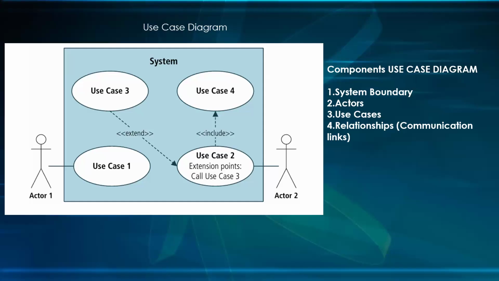So just understand this. There are 4 components of a use case diagram. The system boundary, which is the rectangle box; the actors, which is the human stick figure; the use cases, which are in oval shape; then the relationship, which is the lines drawn from the actor to the use case. Those show interaction.